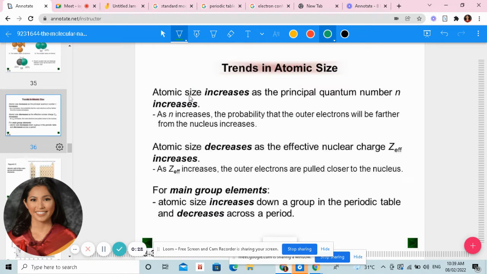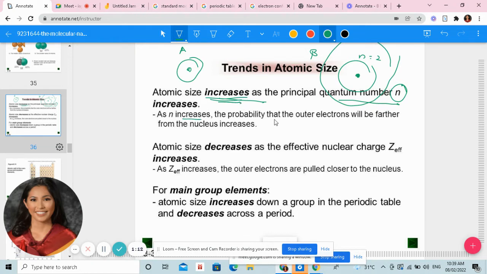So trends in atomic sizes: the size changes as the principal quantum number increases. If you have your atom, which is bigger, n is equal to 1 or n is equal to 2? N is equal to 2. The second atom is bigger. All right. So as the principal quantum number n increases, the size also increases.